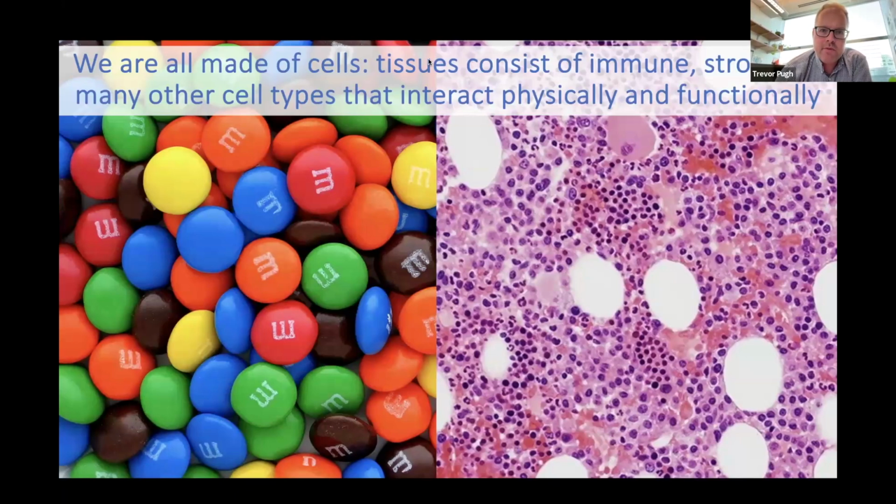So the first fundamental concept is we're all made of cells. The unit of analysis here really is the cell, and tissues and tumors are not homogeneous mixes. They're actually highly complex mixtures of immune cells, stromal cells, and many other cancer types. So it's not just a bowl of M&Ms, it's actually a very nicely and importantly structured series of cells. And this is really one of the first assumptions to consider when you're looking at the technology. Do you care about that structure? Do you actually have to have the spatial information?